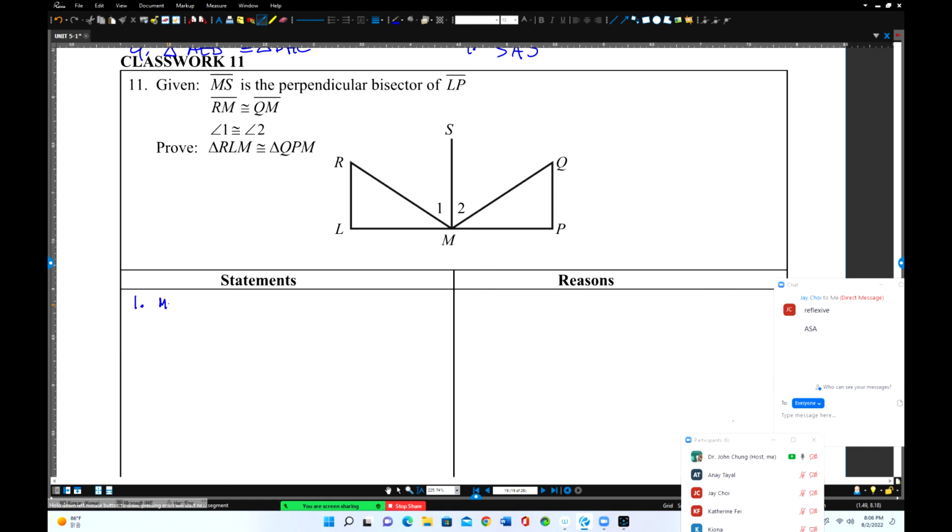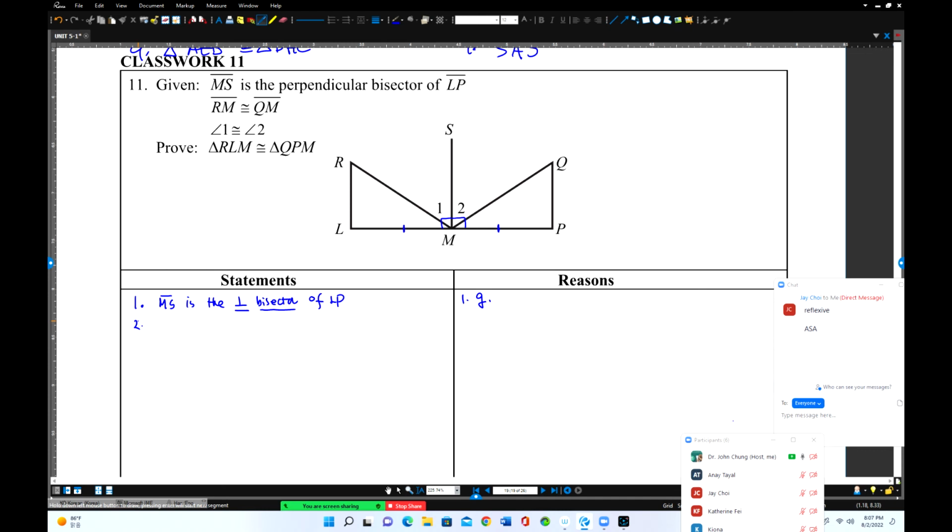Given over here, MS is a perpendicular bisector. Both they are perpendicular and also bisector of LP. That means MS is perpendicular to LP and also bisects LP. They are two conditions there. That's a given, so you can remember, or you can write it down from here. We can go to this one directly.